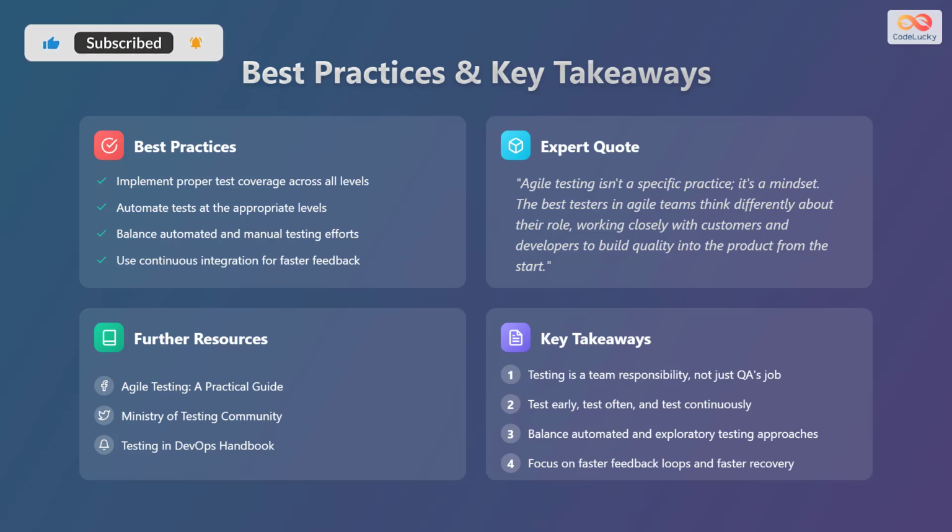Some further resources include Agile Testing, a practical guide, Ministry of Testing Community, and Testing in DevOps Handbook. Some key takeaways include: testing is a team responsibility, not just the quality assurance team's job. Test early, test often, and test continuously. Balance automated and exploratory testing approaches. Focus on faster feedback loops and faster recovery.